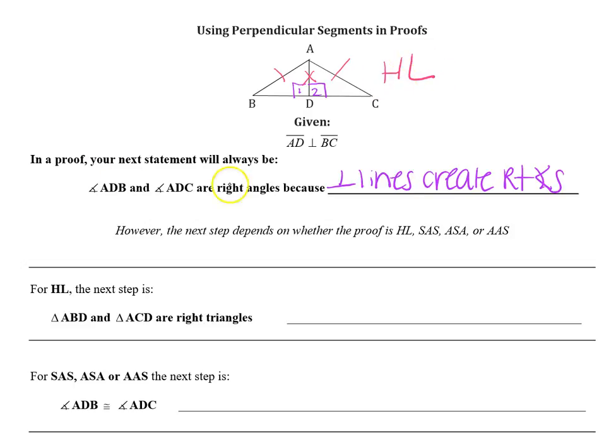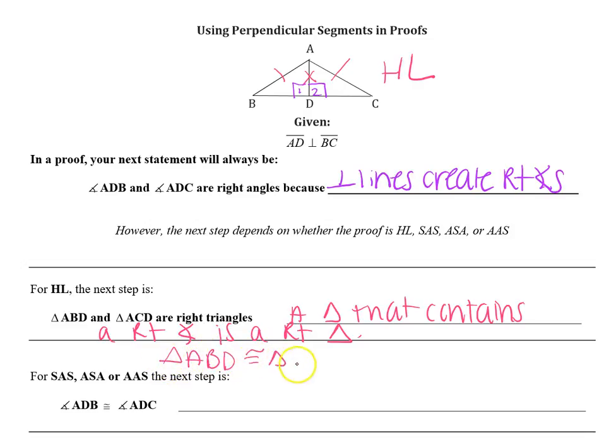So like we said, I'd still start out by saying that these angles are right angles. Angles 1 and 2 are ADB and ADC. But my next step would be that triangles ABD and ACD are right triangles, and that's because a triangle that contains a right angle is a right triangle. Okay? And then you'd have them proved by HL. So your next statement would be triangle ABD is congruent to triangle ACD, and that's by HL.